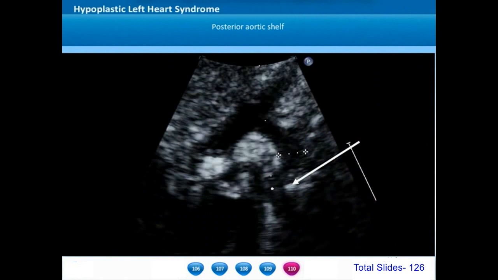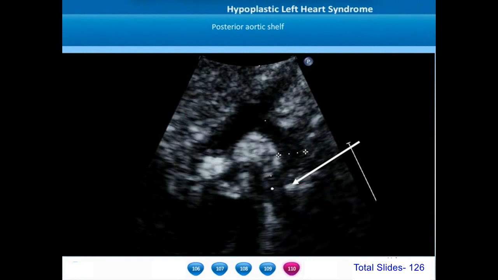Another observation that is made during the aortic arch assessment on echocardiogram is the presence or absence of a posterior aortic shelf. In a large majority of the patients, there will be a posterior aortic shelf. When there is a posterior aortic shelf, if we adopt the strategy of hybrid stage 1 palliation, the ductal stent will maintain a good forward flow from the main pulmonary artery through the ductal stent into the descending thoracic aorta.